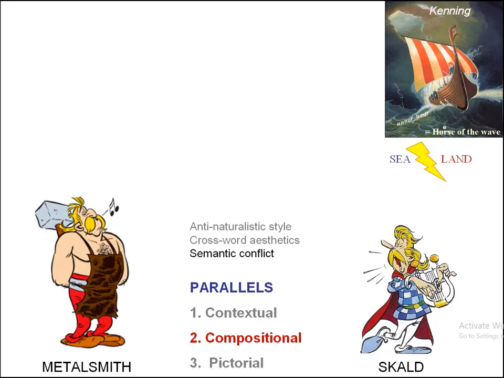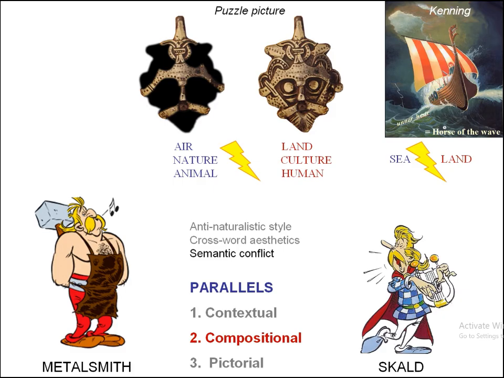So if we, for instance, look at this pendant from Gniezdovo, we are able to make out three different semantic conflicts, providing that the bird is standing for the spheres of air, nature, and animal, and the human being for the spheres of land, culture, and humanity. Because according to the Viking Age mind, the domains of air and land were natural opposites, as would be nature and culture, and the animal kingdom versus the human realm.